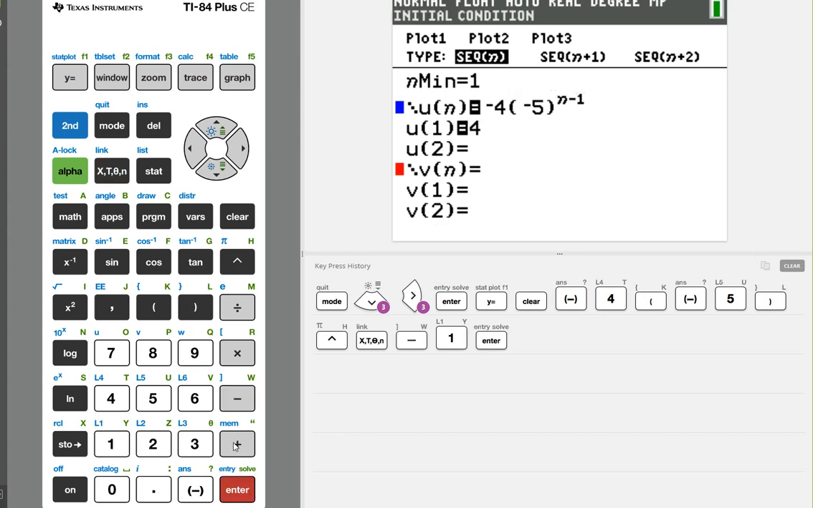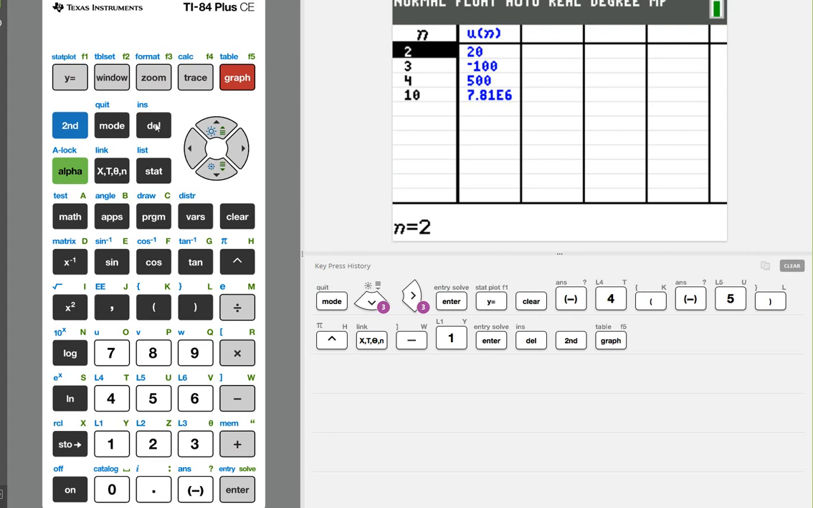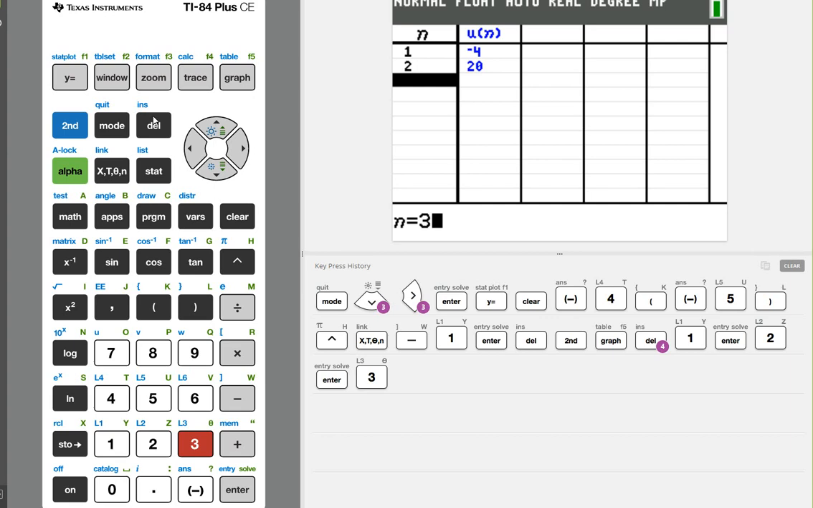Now I can just go to the table and type in any values that I want. I don't need u sub 1 in this particular case because this is an explicitly defined sequence. It's not a recursive sequence. Go to my table. I'm going to delete all the values here. Just start with 1, then 2, then 3, and 4.